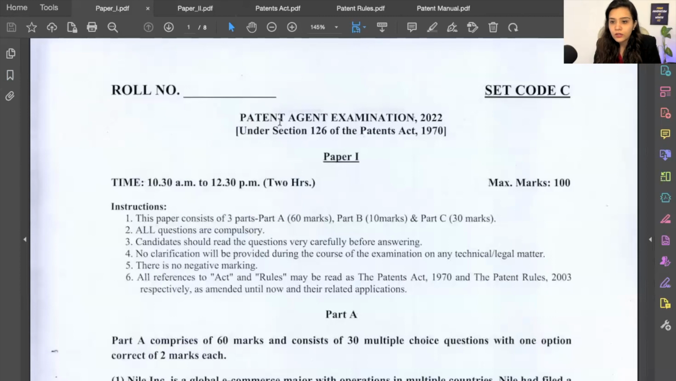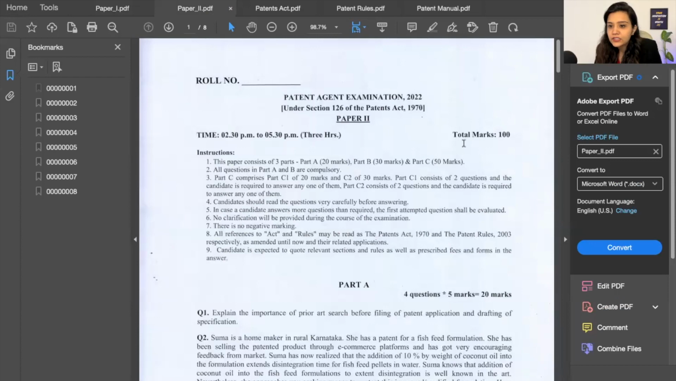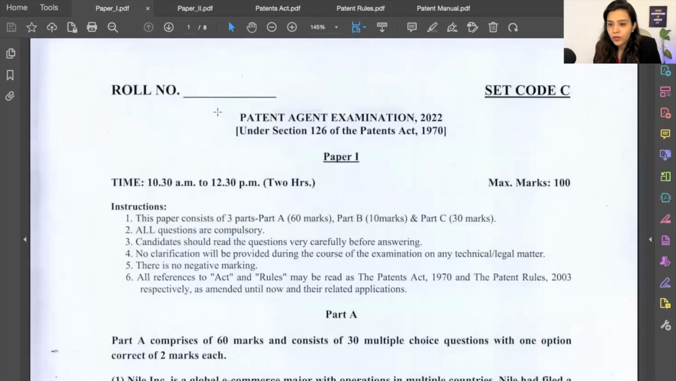So in order to get a chance to have a Viva with the examiner or controller, you need to have at least 50 marks in paper one and at least 50 marks in paper two. Only if you have at least 50 marks in each paper will you be given an option to have a Viva with the examiner.